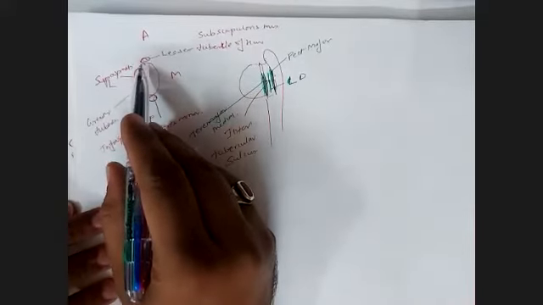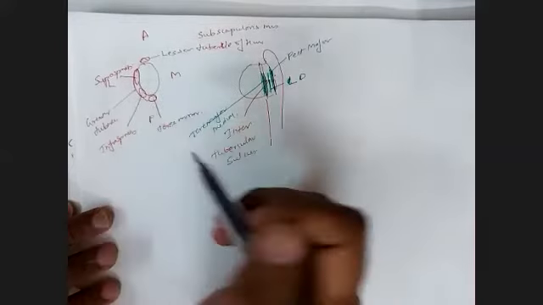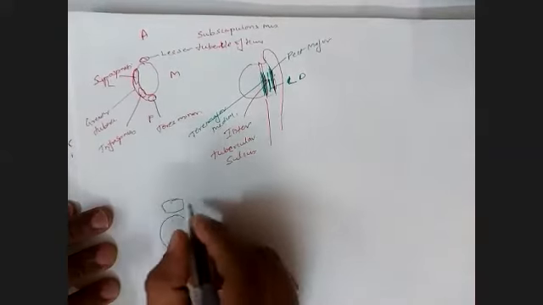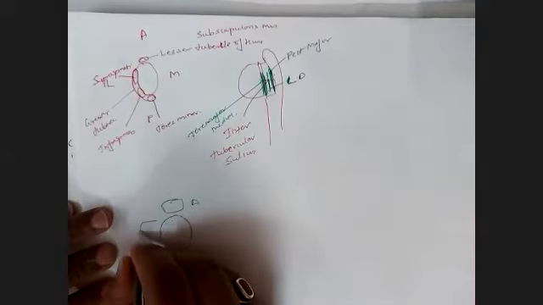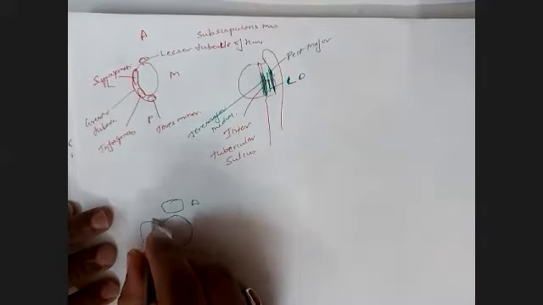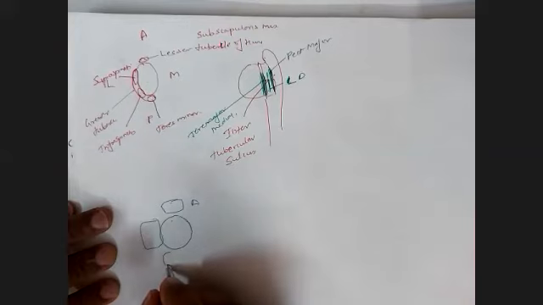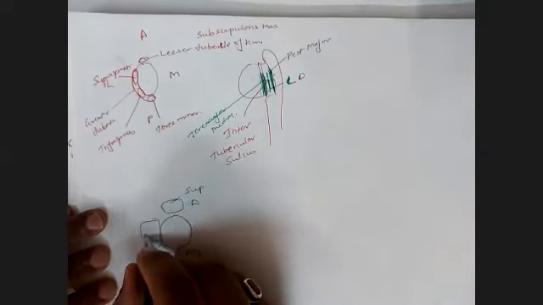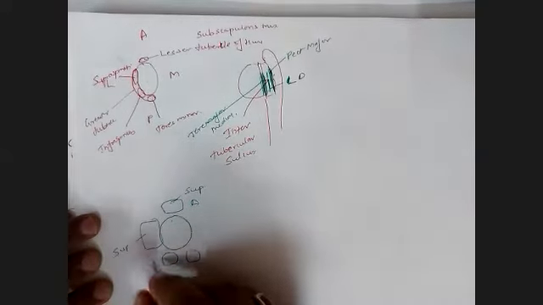Now, if you see these four muscles, subscapularis, supraspinatus, infraspinatus, and teres minor, literally, if this is the shoulder joint, one muscle is here, anterior. One muscle is there, superior. And there are two muscles posterior. So this is subscapularis. This is supraspinatus. This is infraspinatus. This is teres minor.